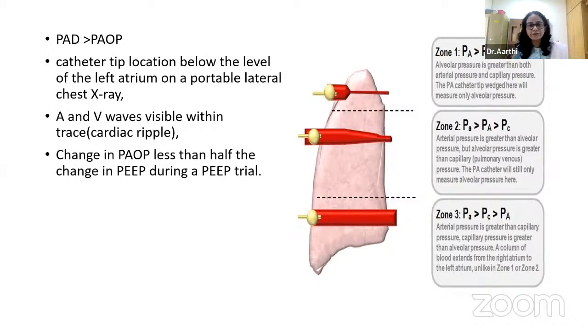So how do we identify that the pulmonary artery catheter is ideally positioned? While measuring, the pulmonary artery diastolic pressure is always higher than the pulmonary artery occlusion pressure, the catheter tip should be below the level of the left atrium on a lateral chest X-ray, and the A and V waves are seen as a cardiac ripple when you have wedge monitoring waveforms.